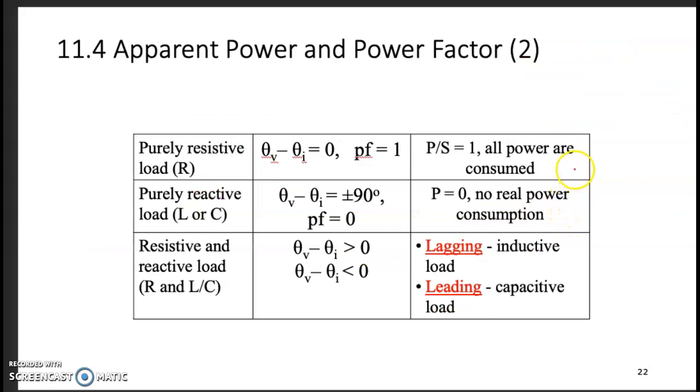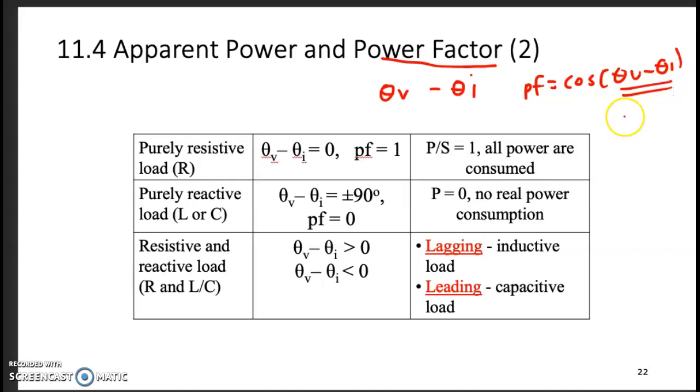The second one is what we call power factor. So power factor is the difference between the angles, between your delta V minus delta I. So how do you calculate the power factor? You just need to take the cosine of delta V minus delta I. Doesn't matter what the value inside is.